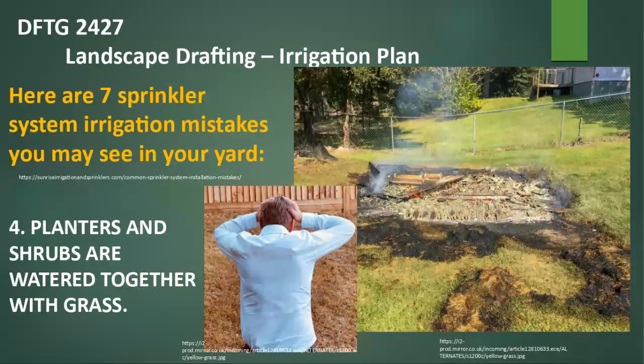Plants and shrubs water together with grass. So if you have different requirements, of course, this would not happen to anybody. But there's an example of burning up grass or dead grass. So you can create your own problems by having a very efficient system but not using it correctly.